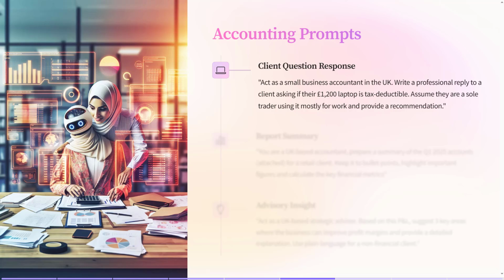And remember, we need to make that location clear because we need to tell the AI to understand that we are using UK tax laws, UK legal laws, in other words, and other UK-based context. Write a professional reply to a client asking if their £1,200 laptop is tax deductible. Assume that they are a sole trader and they are using it mostly for work, and provide a recommendation. So let's take a look at what kind of output we get if we put that into ChatGPT.